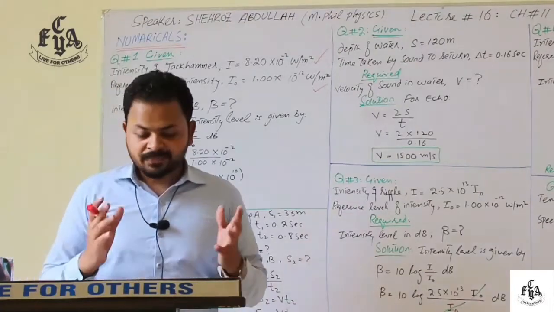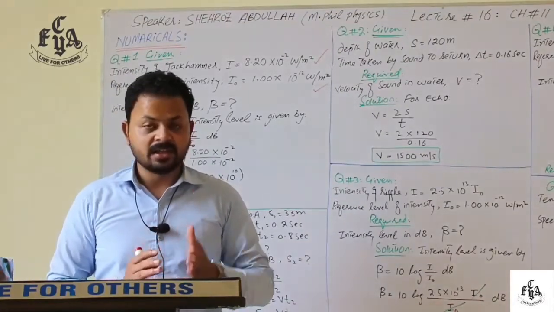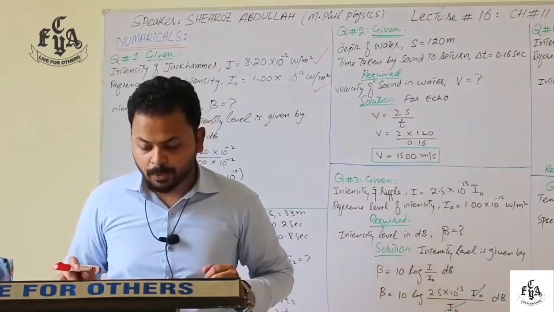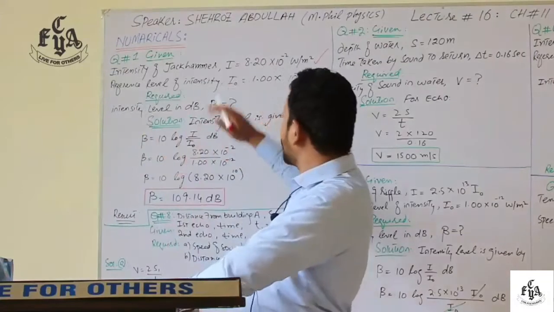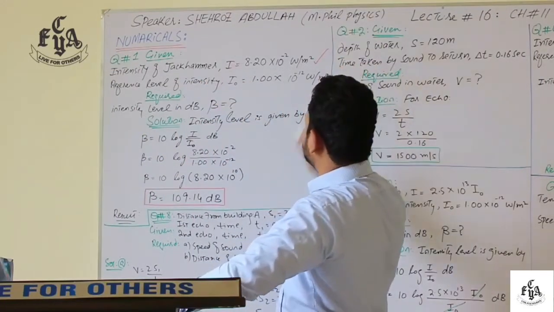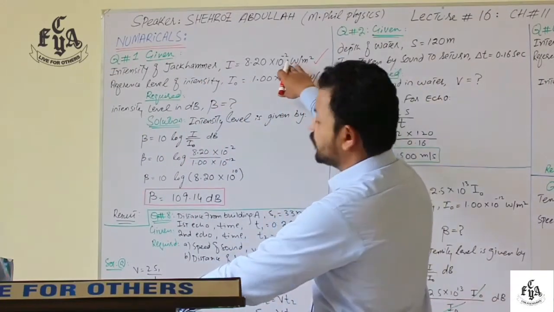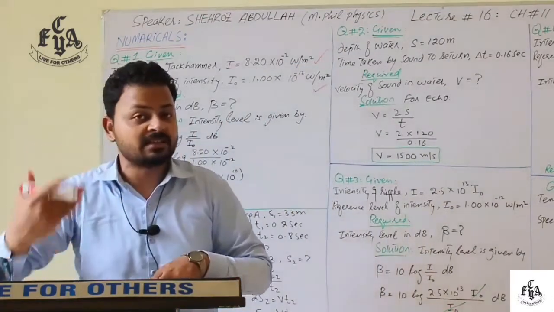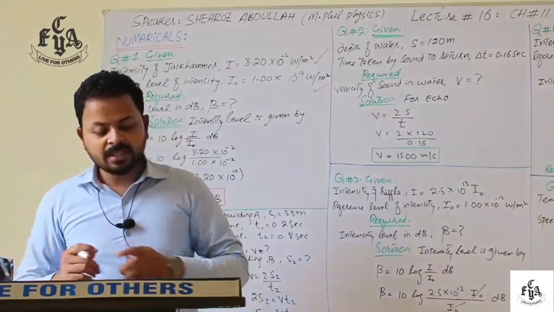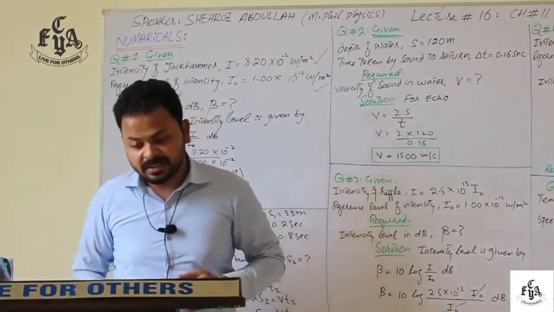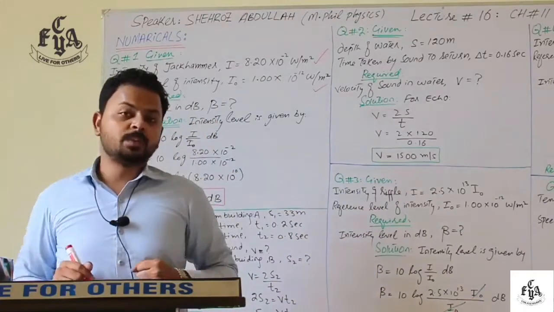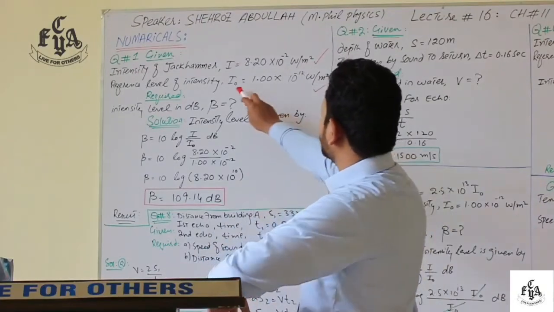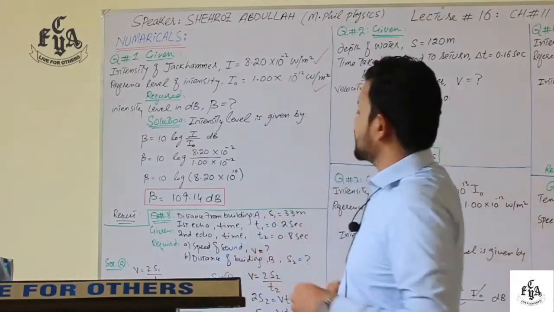It says the sound intensity 3 meters from a jackhammer is 8.20 into 10 to the power minus 12 watt per square meters. Look, the intensity of the jackhammer is given to you. What is the intensity level in decibels? You need to find the intensity level in decibels, but use the usual reference level of intensity, that is 1.00 into 10 to the power minus 12 watt per square meters.